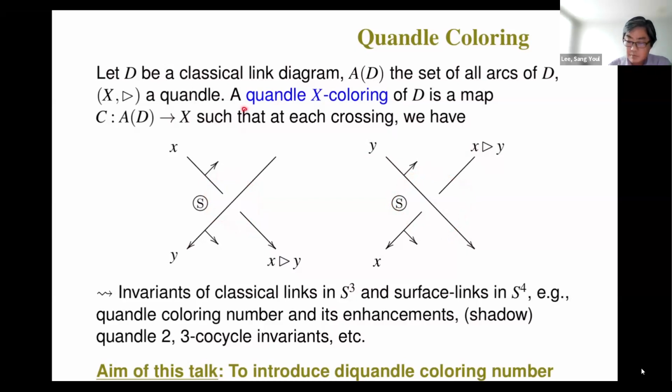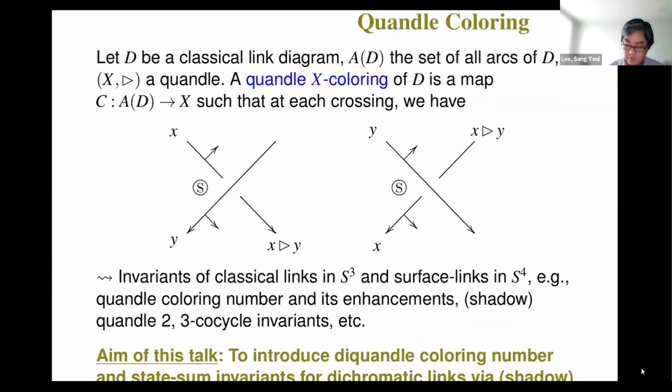By using this kind of quandle X-coloring of a classical link diagram D, one can obtain many invariants of classical links in 3-space and also surface links in 4-space. For example, quandle coloring numbers and their various kinds of enhancement, for example, homomorphism enhancement, rack enhancement, and also quandle 2- and 3-cocycle invariants and shadow quandle 2- and 3-cocycle invariants.